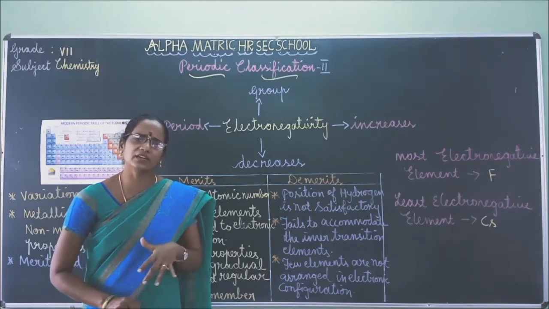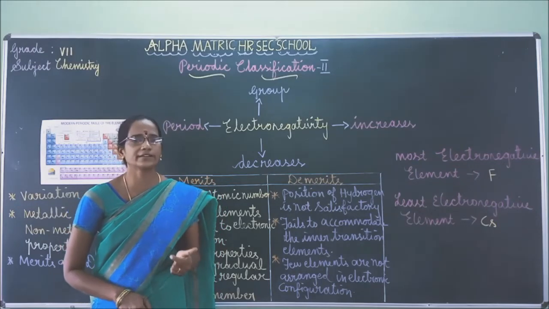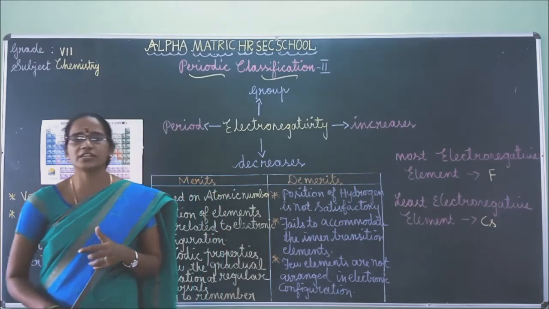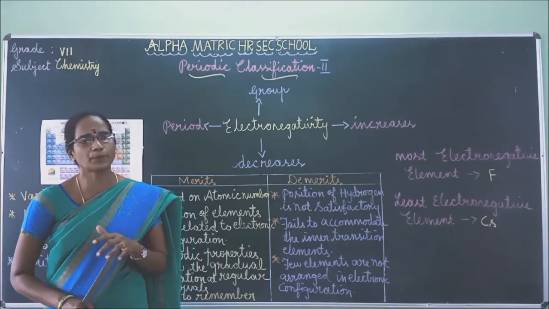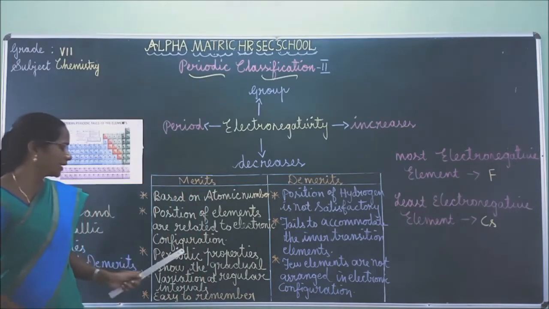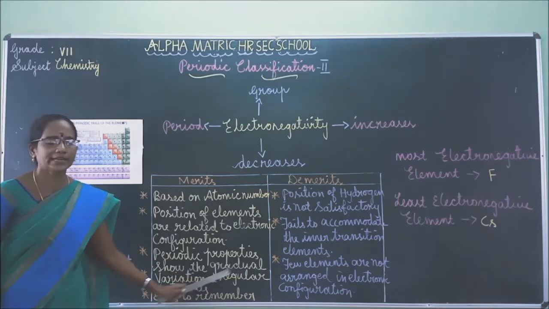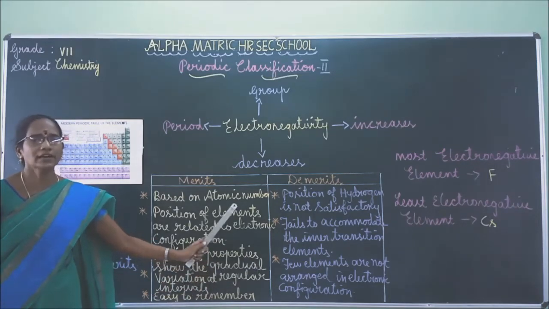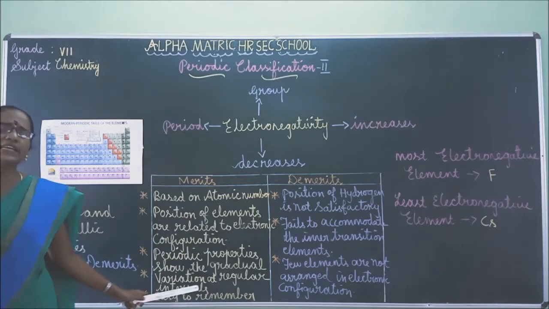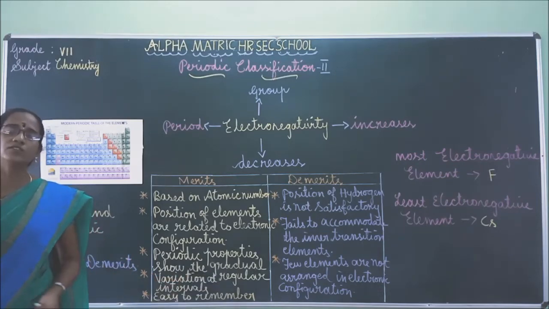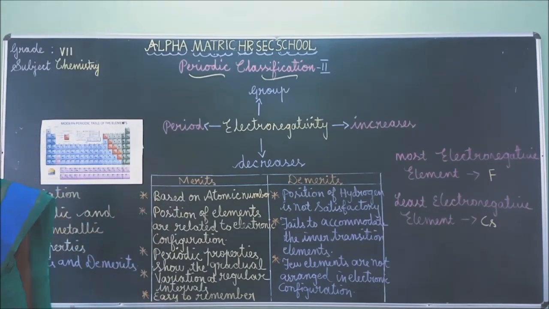So what are the general periodic properties? Atomic radius, ionic radius, covalent radius, ionization energy, electron affinity, electronegativity. These are some of the periodic properties, isn't it? Right. So periodic properties show the gradual variation at regular intervals. That is also one of the merits of the periodic table. Next one is, it is very easy to remember and also very easy to understand, right?